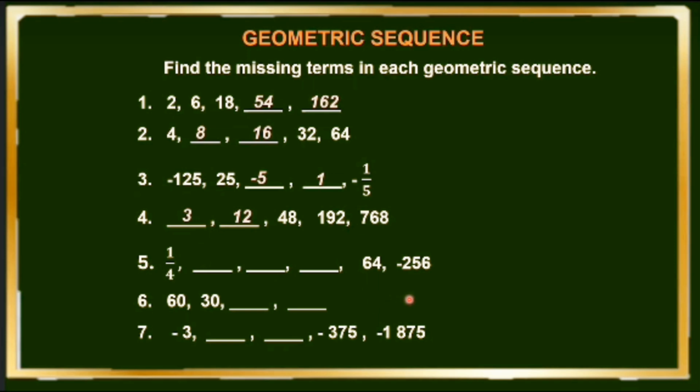Number 5. 256 divided by 64 is negative 4 also. Negative 4. So we multiply by negative 4. 1/4 times negative 4 is negative 1. Negative 1 times negative 4 is positive 4. 4 times negative 4 is negative 16. Now for number 6 and number 7, please give the correct answers.